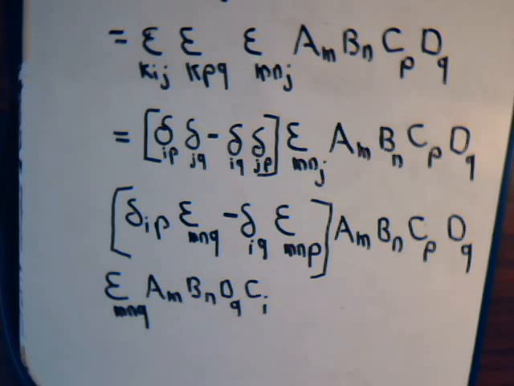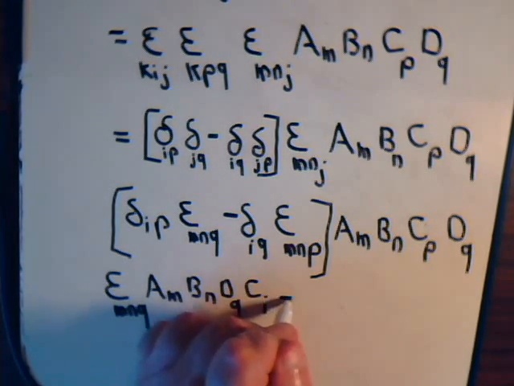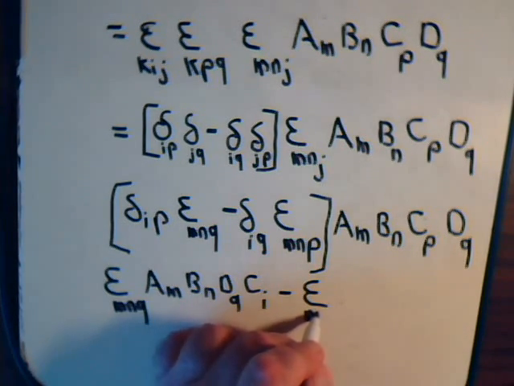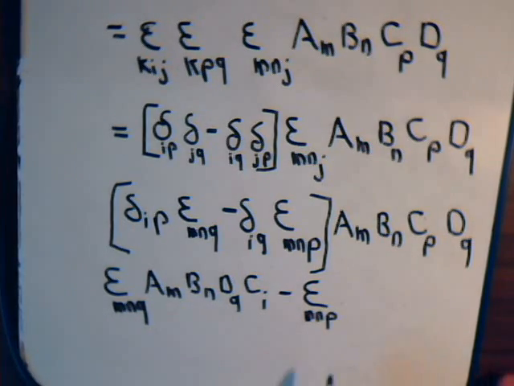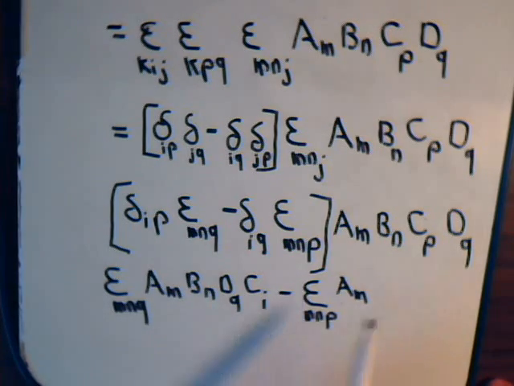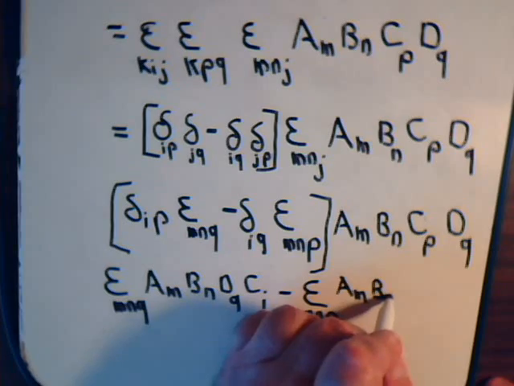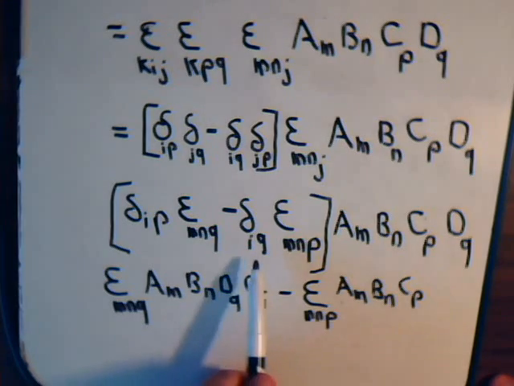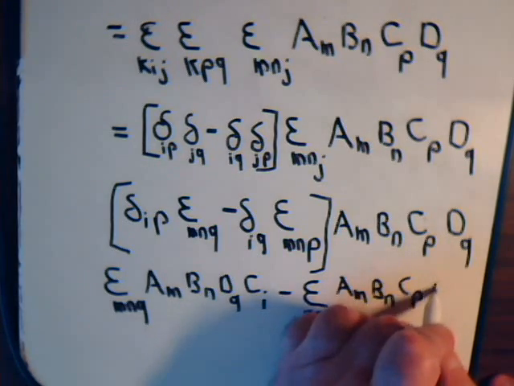Then here we have minus IQ times this, and again we'll say let Q be equal to I. This gives an I right here, so we have minus epsilon MNP, A sub m, B sub n, CP, and the Q turns into an I, so we have DI.